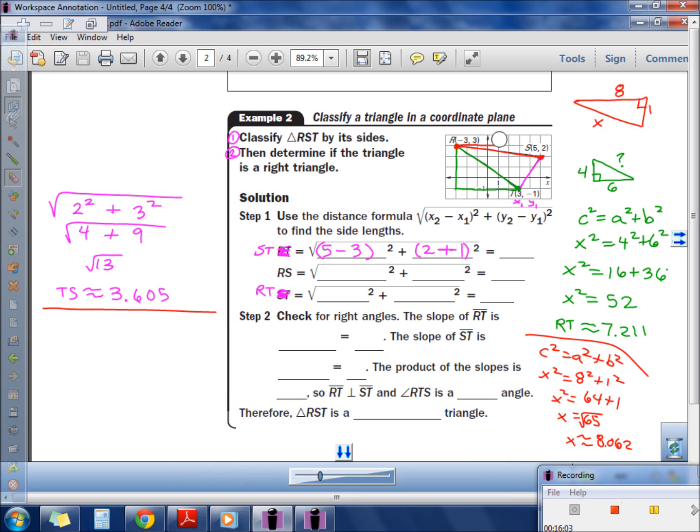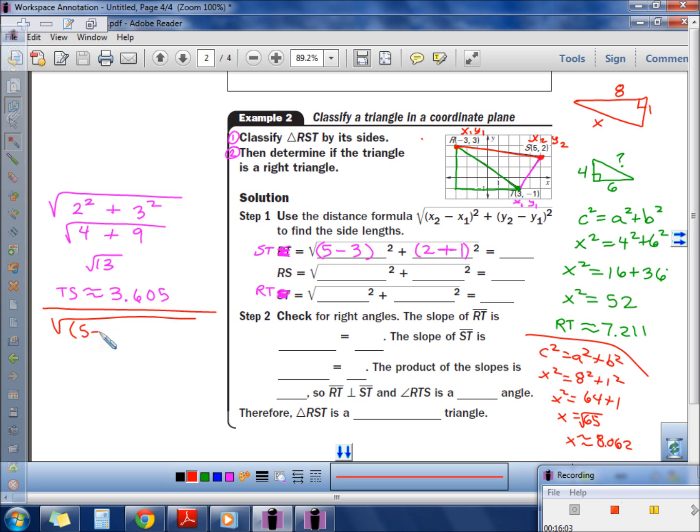Here are our 2 points. They're right here. I'll label them x1, y1, x2, y2. I'm going to plug those into my formula. First off, in my formula, and it's right here again, I have parentheses under my square root.